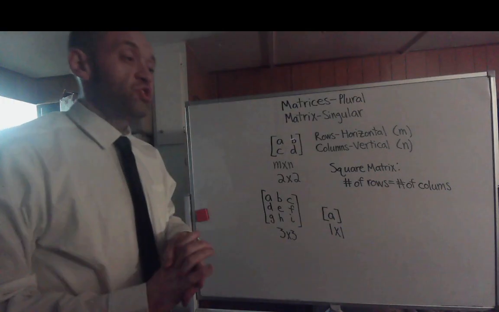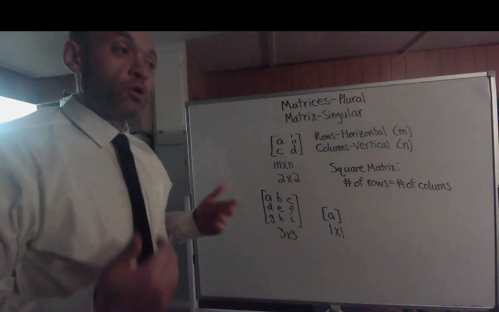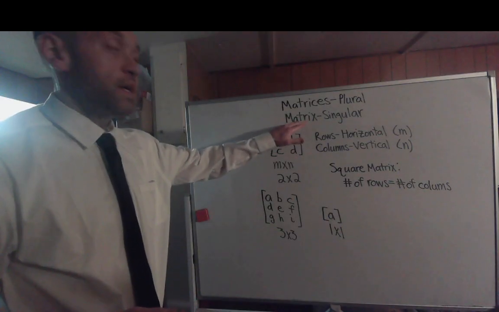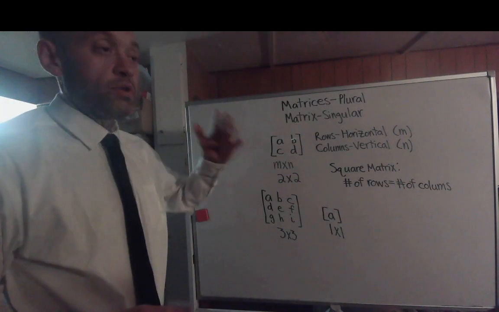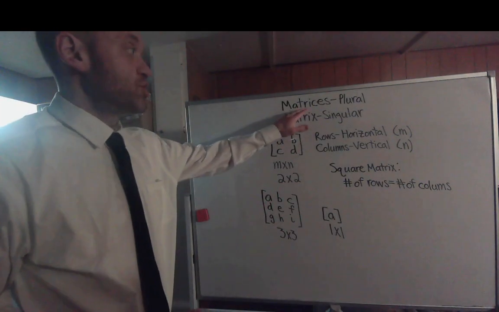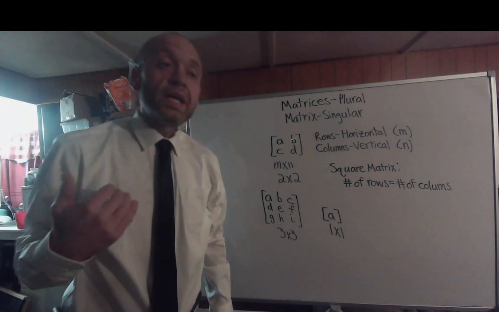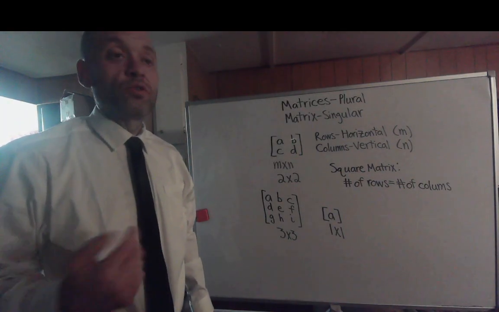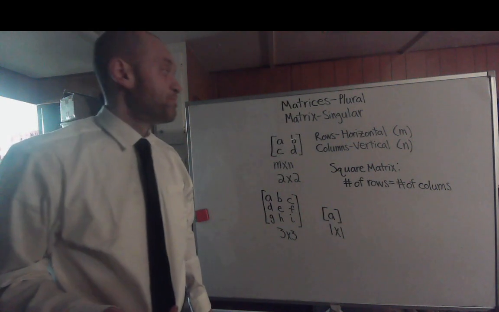So today is just going to be an introduction to matrices. And we're going to talk about what a matrix is. If we're talking about one matrix, that's the singular term, a matrix. If we're talking about more than one matrix, or in general, we would say matrices. That's the plural form. So what is a matrix? A matrix is a rectangular array of numbers. That's just simply the best way to think of it.